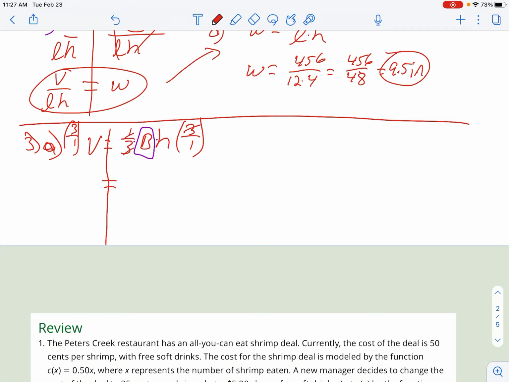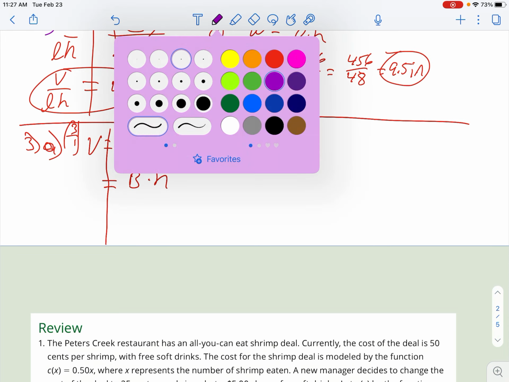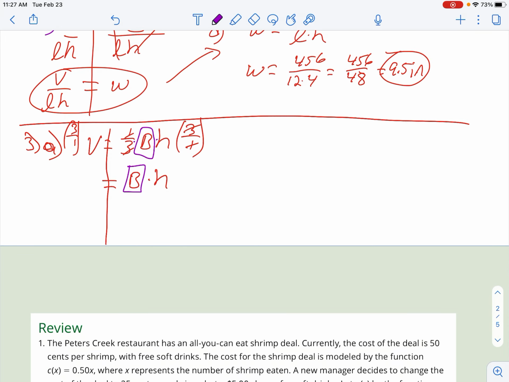Well, on the right-hand side then, those 3's cancel, the 1's cancel, and there's the B, and there is the h. So we're getting closer to getting B by itself. On the left-hand side, 3 times V, don't overthink it, is 3V. Now, it's attached by multiplication, so I'm going to divide both sides by h. That gets B by itself, and 3V over h.